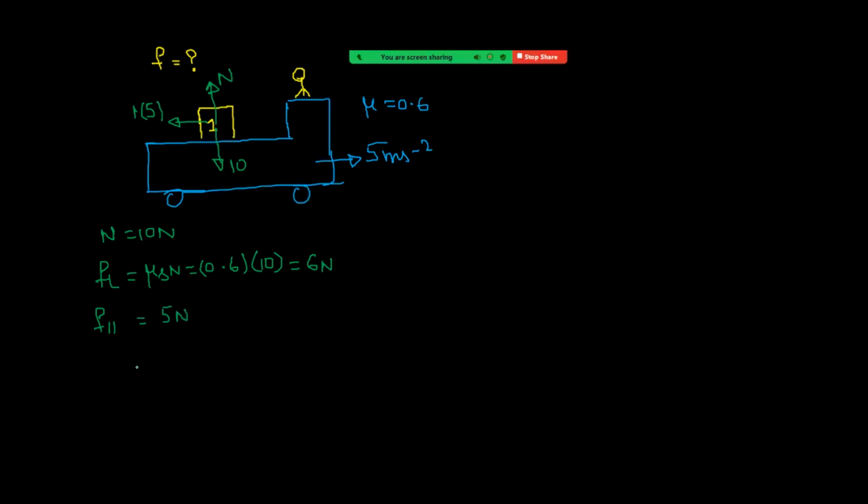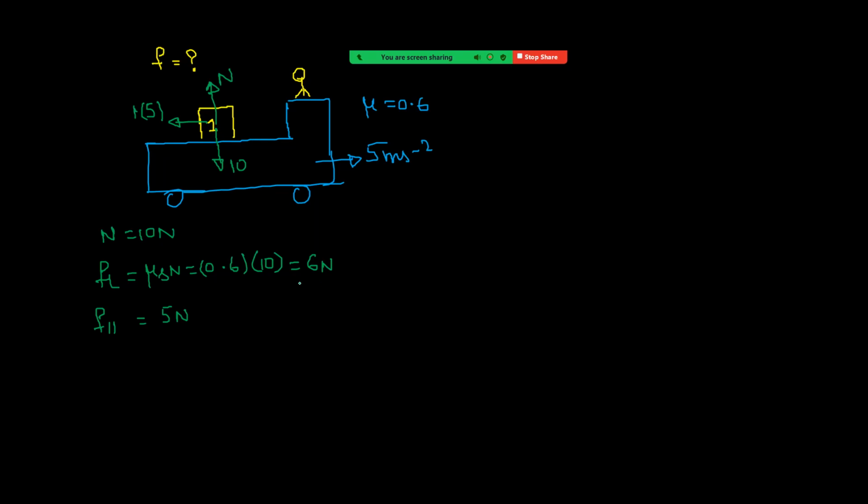So now we have to compare. This F parallel is less than limiting friction. Because of this pseudo force, the block tries to slip relative to the truck, tries to slip left side. So friction will be right side. F parallel is 5, limiting value 6. That means the block does not move.